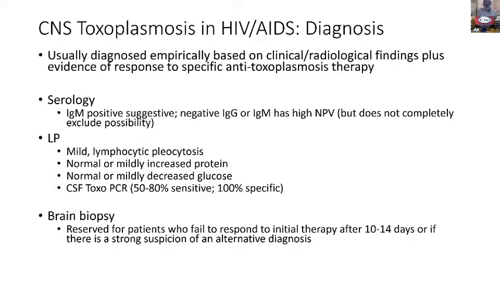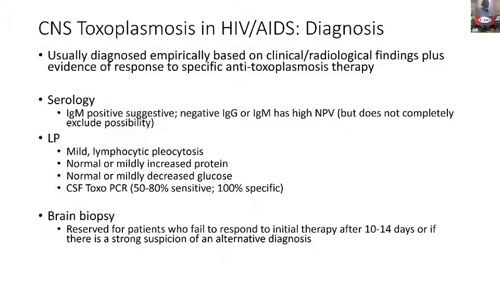So in terms of other methods of making the diagnosis, it's usually made empirically and clinically based on clinical findings, radiological findings, plus evidence of response to specific anti-toxoplasmosis therapy. A positive IgM for toxoplasmosis is suggestive, negative IgG or IgM has a high negative predictive value, but there have been documented cases of persons with toxoplasmosis and negative antibody studies. So again, that doesn't exclude the diagnosis.